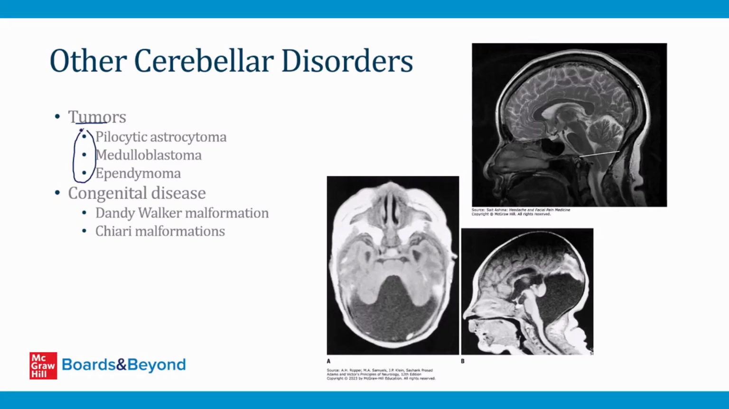There are tumors that can affect the cerebellum, including these three right here. I go through all of these in detail in the video on central nervous system tumors. And then there are examples of congenital disease that can affect the cerebellum, things like Dandy-Walker malformations and Chiari malformations. And these I also go through in detail in another video.